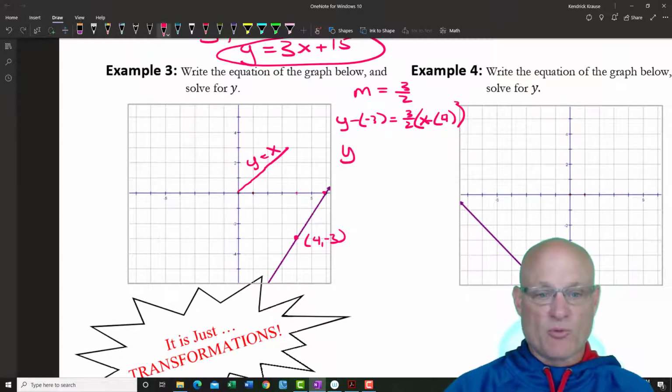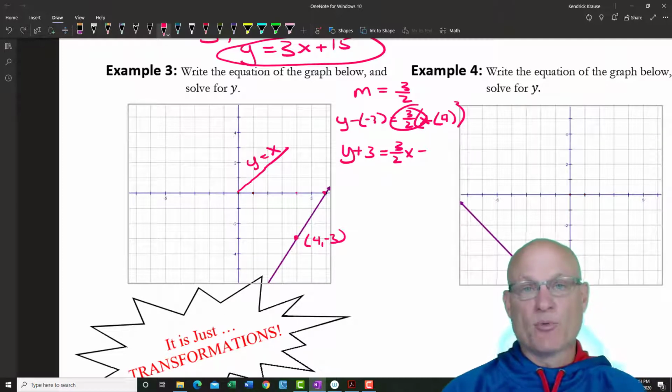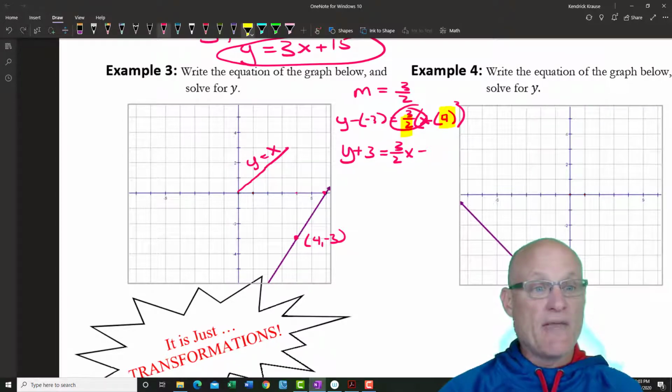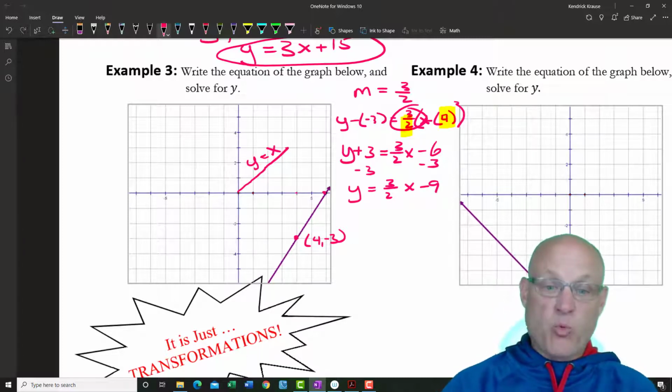So this just becomes y plus 3 equals 3 halves times (x minus 4). Now, when you multiply a fraction times a number, what you do is divide by the denominator. So we're going to divide by 2. So 4 divided by 2 is 2. And then you multiply by the numerator, which is 3. So minus 6. We're almost done. We subtract 3, and I get y equals 3 halves x minus 9. That's one way to do it.